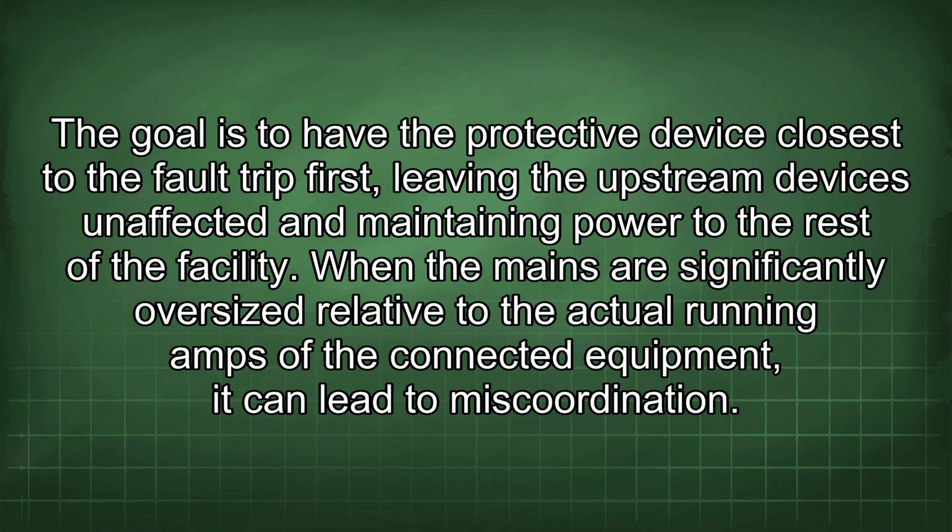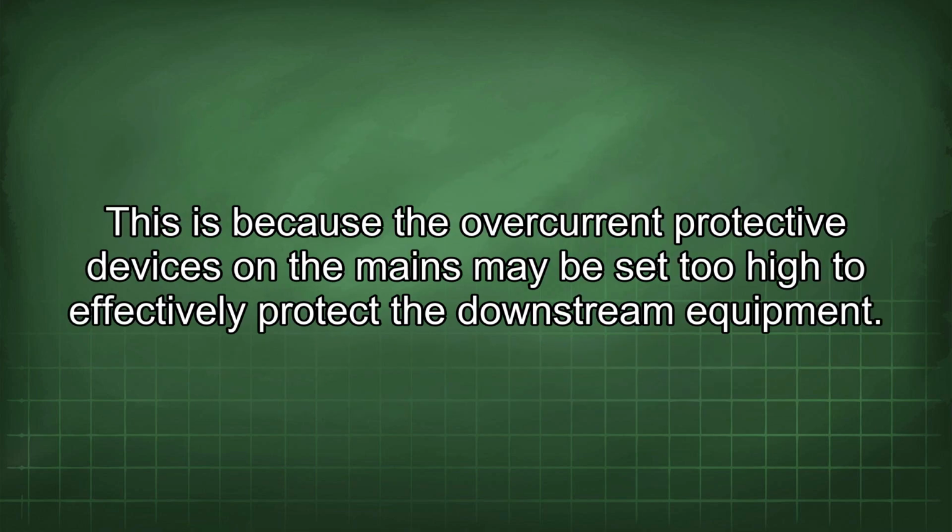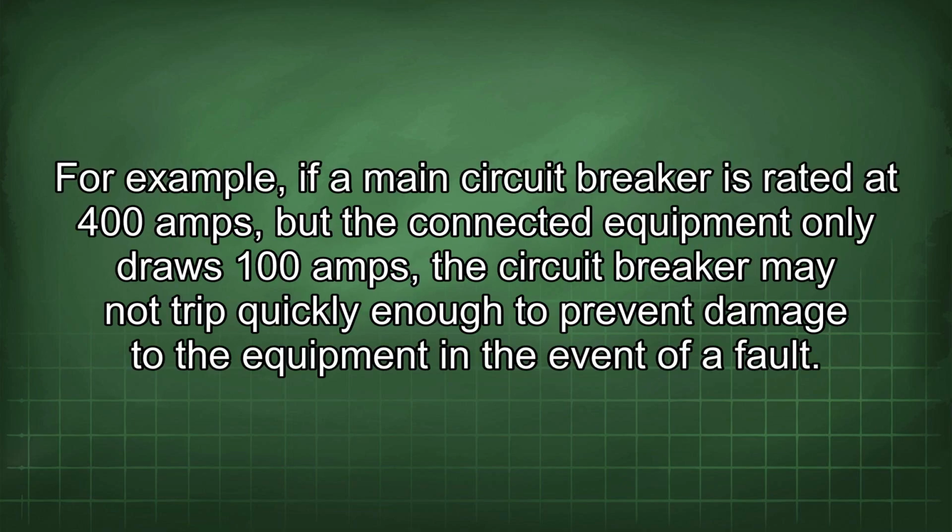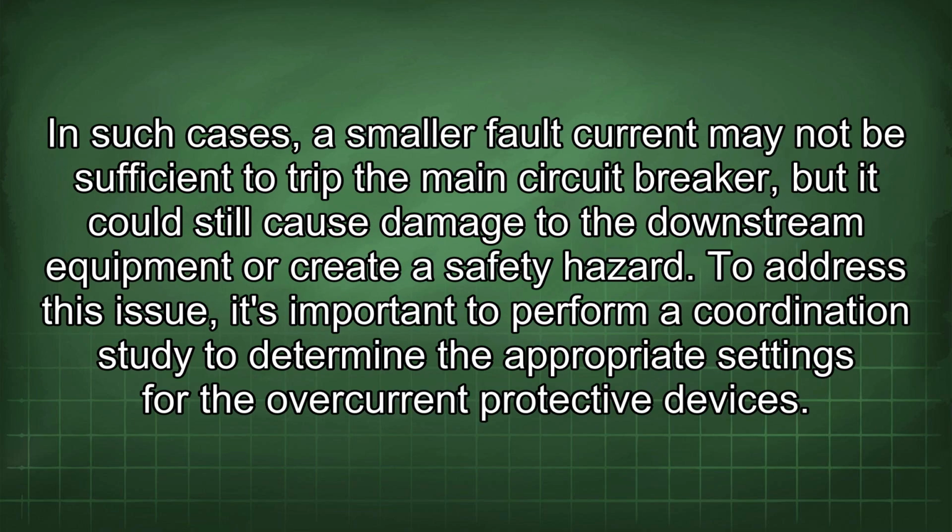When the mains are significantly oversized relative to the actual running amps of the connected equipment, it can lead to miscoordination. This is because the overcurrent protective devices on the mains may be set too high to effectively protect the downstream equipment. For example, if a main circuit breaker is rated at 400 amps, but the connected equipment only draws 100 amps, the circuit breaker may not trip quickly enough to prevent damage to the equipment in the event of a fault. In such cases, a smaller fault current may not be sufficient to trip the main circuit breaker, but it could still cause damage to the downstream equipment or create a safety hazard.